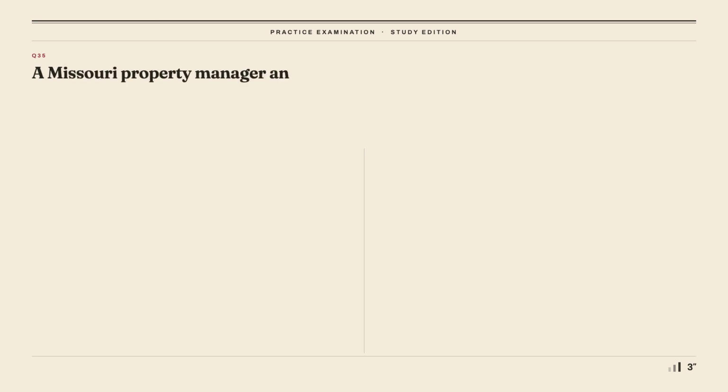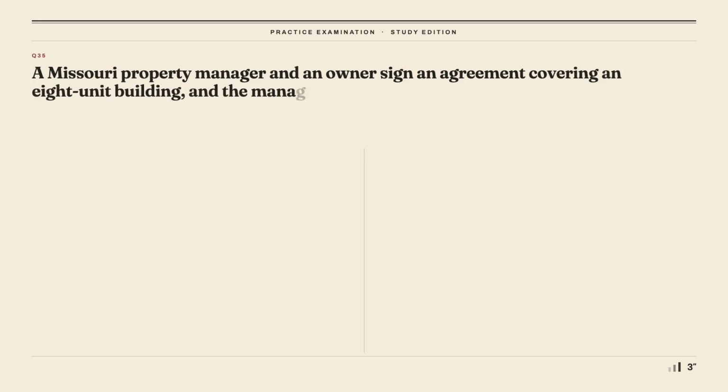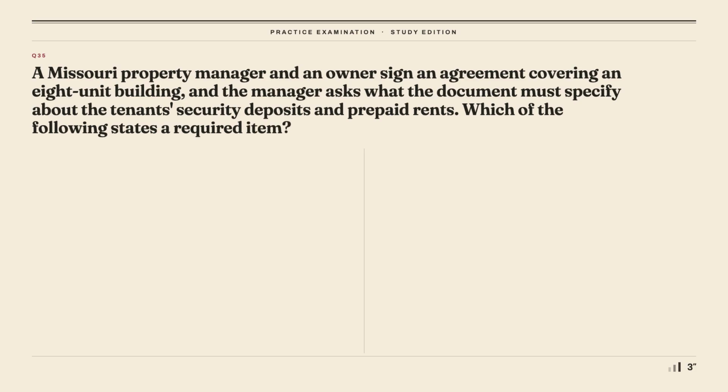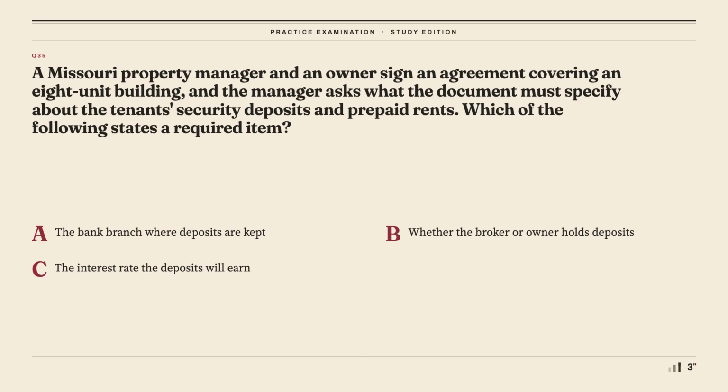Question 35. A Missouri property manager and an owner sign an agreement covering an 8-unit building, and the manager asks what the document must specify about the tenant's security deposits and prepaid rents. Which of the following states a required item? Your options are: A. The bank branch where deposits are kept. B. Whether the broker or owner holds deposits. C. The interest rate the deposits will earn. D. A schedule of permitted deductions. Before I reveal it, which one do you think is right?